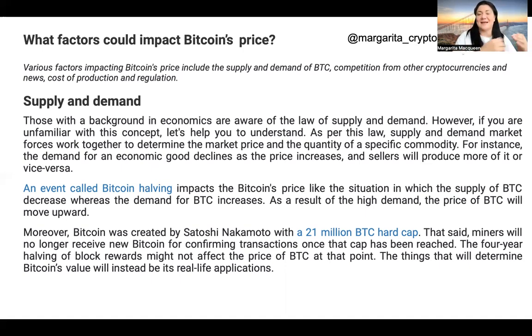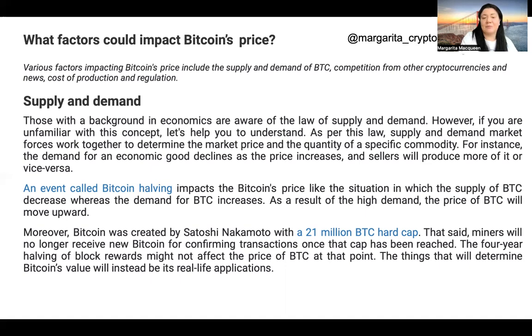the market price and the quantity of a specific commodity. For instance, the demand for an economic good declines as the price increases, as sellers will produce more of it, or vice versa, right? So if there is demand for the goods, the price increases, as we just talked about a couple of minutes ago. If so, sellers will produce more. Or if sellers don't produce, there will be no demand, so it will decline.